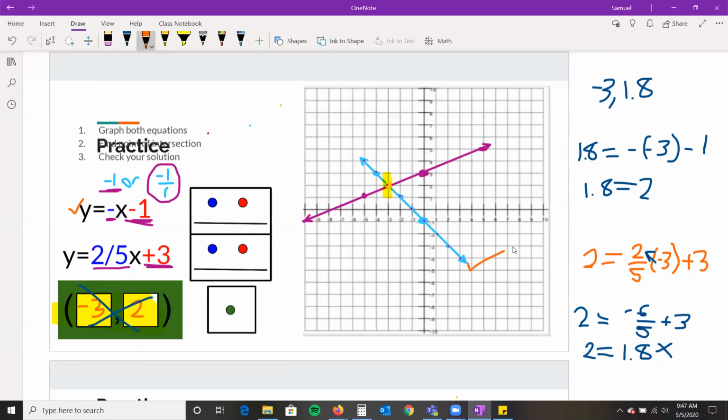I'm going all the way back to the beginning now and checking. And then this guy starts at plus 3, and the slope is 2/5. So rise 2, run 1, 2, 3, 4, 5. Down 2, left 1, 2, 3, 4, 5. Okay.